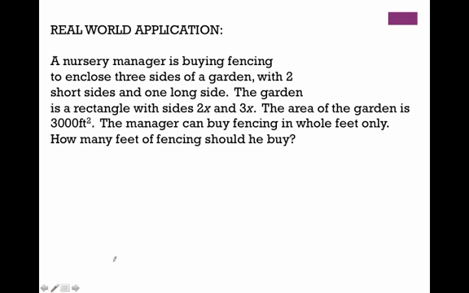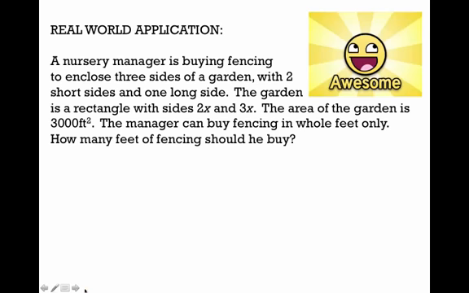Okay, and just what you've all been waiting for, your real-world application. Yay! A nursery manager is buying fencing to enclose 3 sides of a garden with 2 short sides and 1 long side. The garden's a rectangle. Sides are 2x and 3x, and the area of the garden is 3,000 square feet. Now, the manager can buy fencing in whole feet only, so we need to determine how many feet of fencing he could buy.